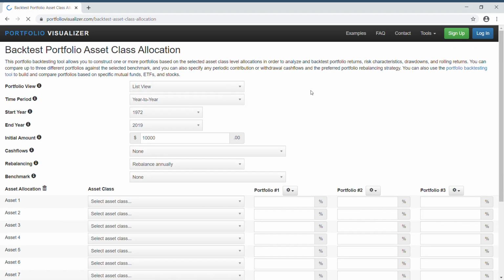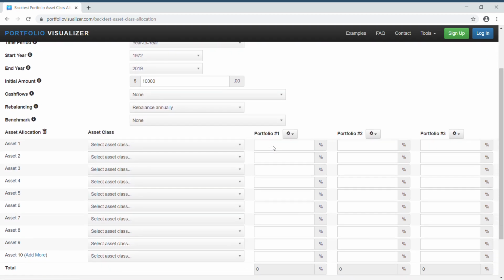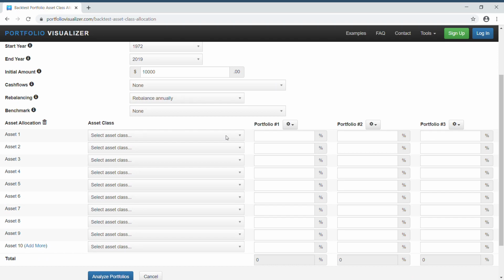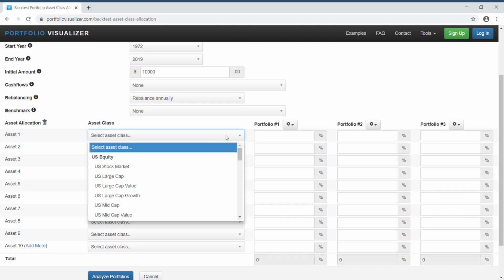And then you can see here time period that you want. So the earlier the better. You want to see a portfolio that has stood the test of time for a long period of time. So initial amount 10,000. You can make that whatever you like. So here are where you can put your different asset classes.